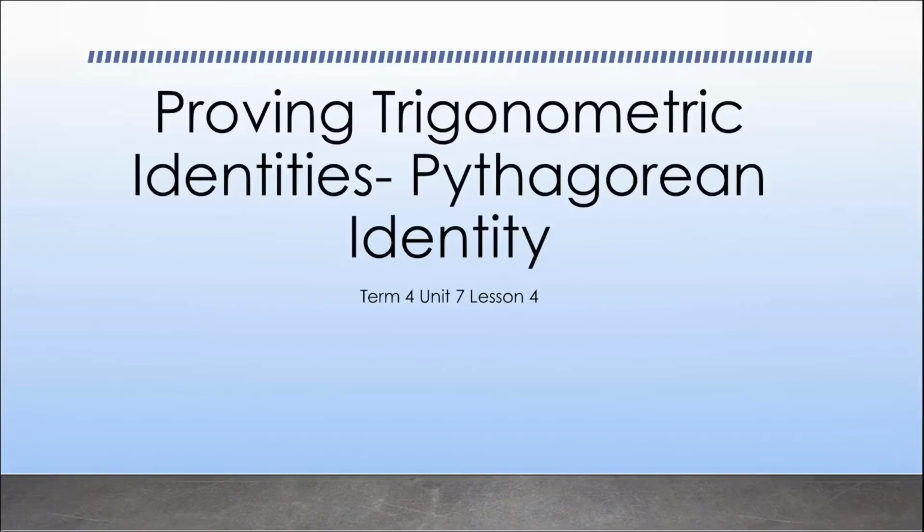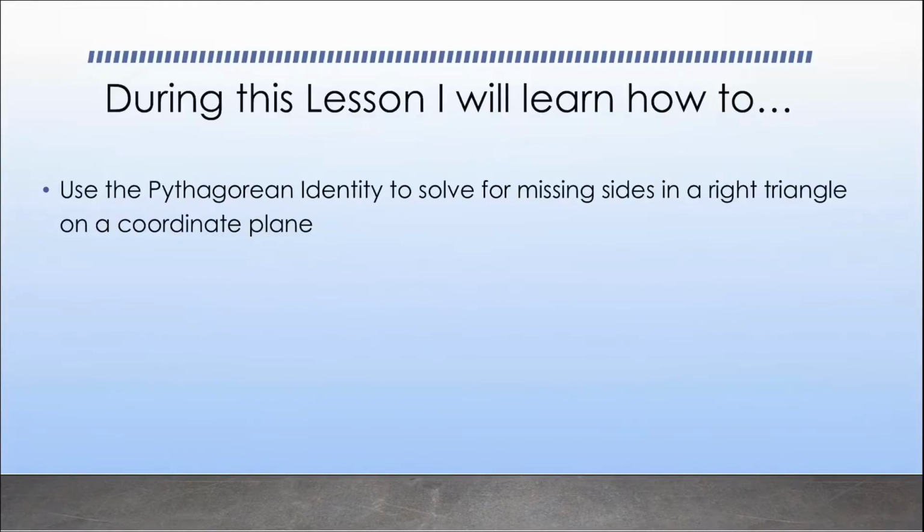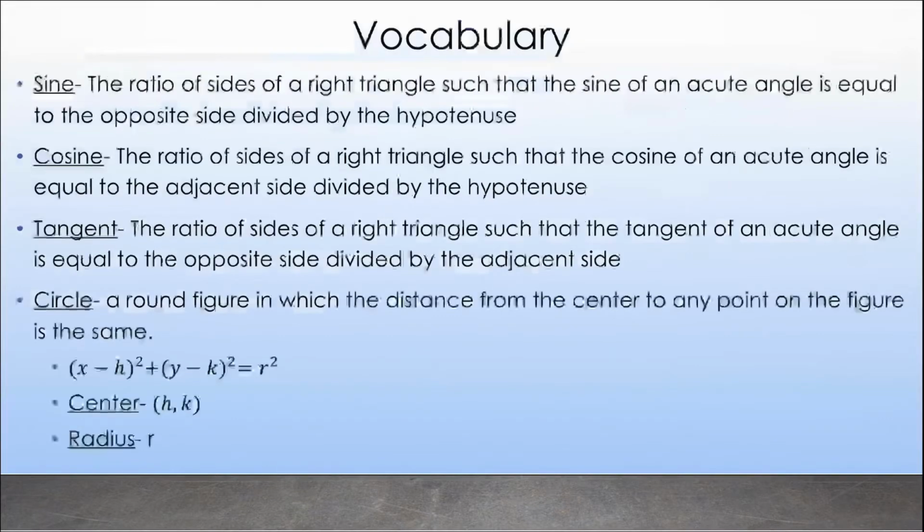Another exciting math lesson. Today we're going to talk about proving trigonometric identities, specifically the Pythagorean identity. During this lesson you're going to learn how to use the Pythagorean identity to solve for missing sides in a right triangle on a coordinate plane. Okay, vocabulary, you know all these.